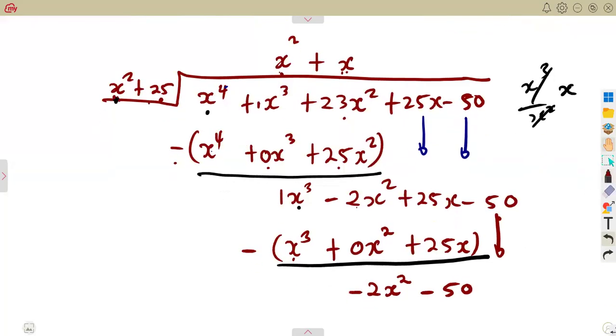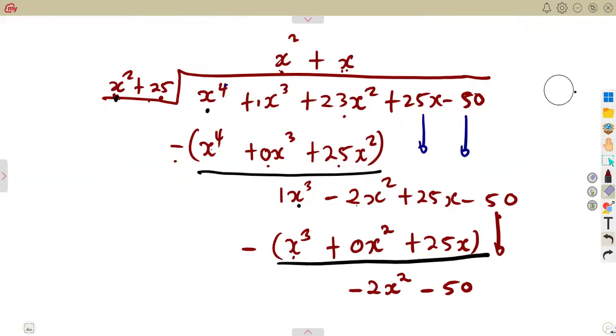We divide again. The first term always, guys, do understand this concept. First term to the first term. So that is minus 2x squared divided by x squared. So this will cancel. You remain with a negative 2. It multiplies everything. Negative 2 times x squared.